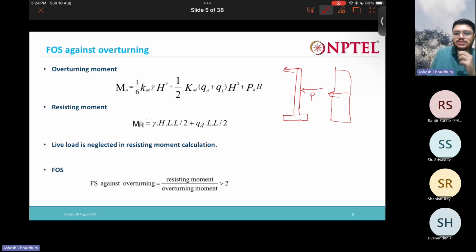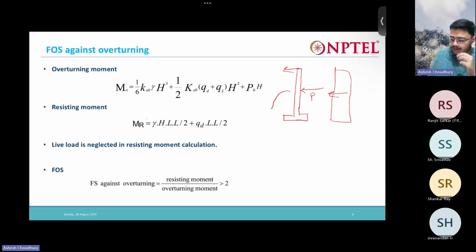Those are the destabilizing forces. Now these forces are also giving a moment like this, a disturbing moment about this point. This disturbing moment is trying to turn the retaining wall in this direction. Now this is the disturbing force.